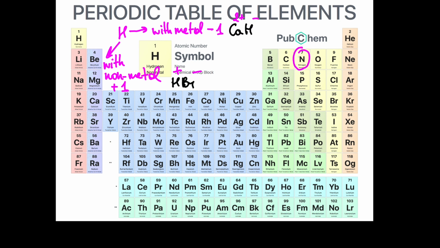Nitrogen in a 5A group has a variety of different oxidation states, but the most important ones are -3, +2, +4, and +5. The next exception is oxygen. Oxygen's oxidation state is always -2. And lastly, we have fluorine in the 7A group, and its oxidation state is always -1.